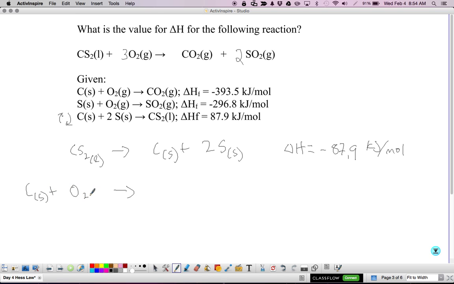And one of the things that I found is very helpful is to keep your arrows lined up so that your reactants and your products are all in the same spot. And this yields CO2 gas. And the delta H for this is negative 393.5 kilojoules per mole. All right.